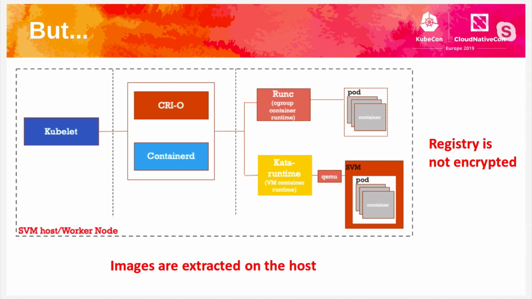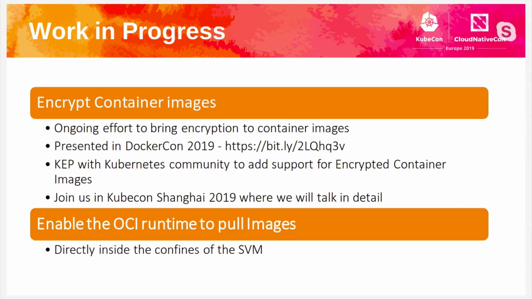Also, the way the images are extracted on the host. So whenever you do a pull of a container image using containerd or CRIO, the images are pulled on the host and extracted. And then the Kata runtime will use that extracted image to launch the containers inside the virtual machine. This is also not desirable because that will expose our container images to the host, vulnerable to root on the host. So what are we doing in that direction?